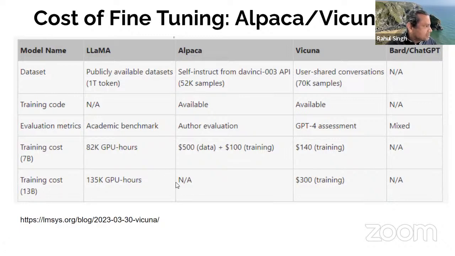And at this time, the 13B had not been trained. But it cost $500 to get the data from GPT, because it costs every time you ask it for data, and about $100 to train it. And then Vicuna, which took from user-shared conversations, meaning the ones that they liked, so even more human input there, cost $140. And to do the better one, which is 13 billion parameters, $300.